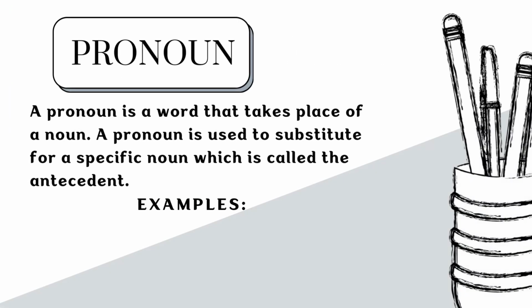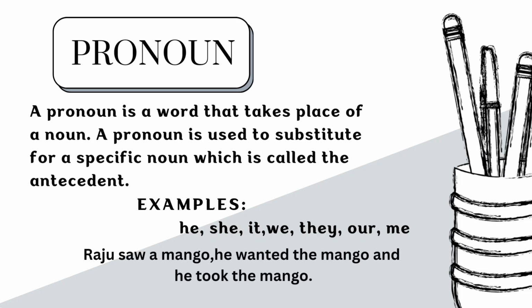Pronoun. A pronoun is a word that takes the place of a noun. A pronoun is used to substitute for a specific noun, which is called the antecedent. Examples: he, she, it, we, they, our, me, etc.